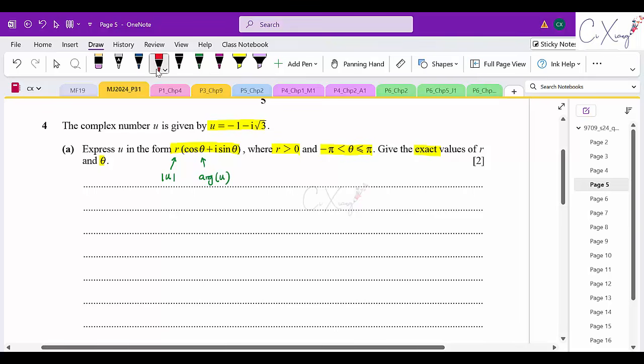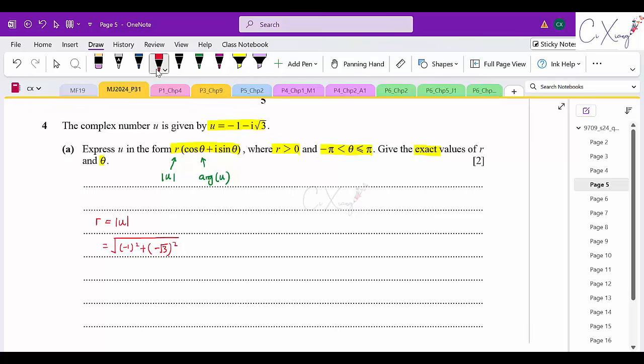Right, so let's start by finding r, which is equal to the modulus of u. To get the modulus of u, it is the square root of a squared plus b squared. So I'm having negative 1 squared plus negative 3 squared. The b here excludes the i. The b is actually the coefficient of i, so the i shouldn't be included in the calculation for the modulus of a complex number. Then you expand everything here and simplify it. By right, you should be having square root of 4, which is equal to 2.